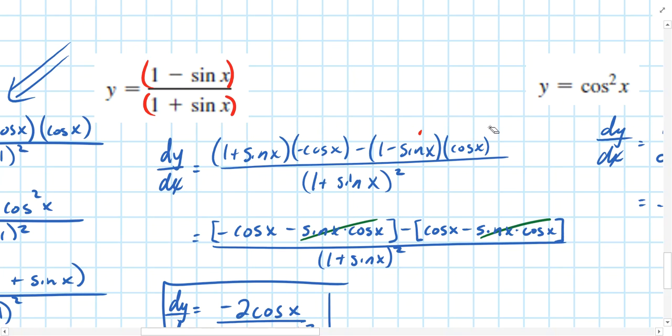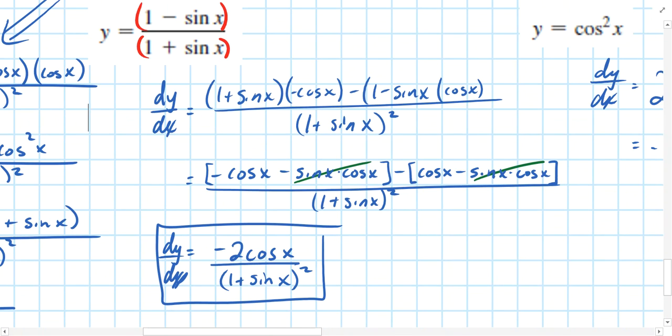After distributing in the numerator, I noticed that this negative sine x cosine of x minus another negative sine x cosine of x would cancel out, and that a negative cosine of x minus another cosine of x is the same as negative 2 cosine of x. If we were to expand this denominator, I don't think we'll see anything that will cancel. We'll be left with a collection of terms that are separated by addition signs, and we wouldn't be able to factor anything from the numerator, so I decided not to expand that, and I would say that this solution's pretty good.